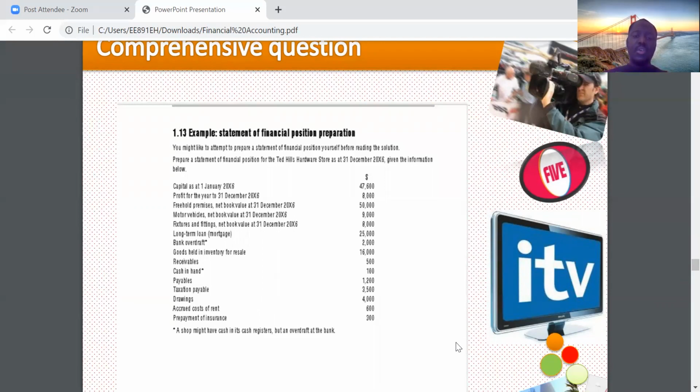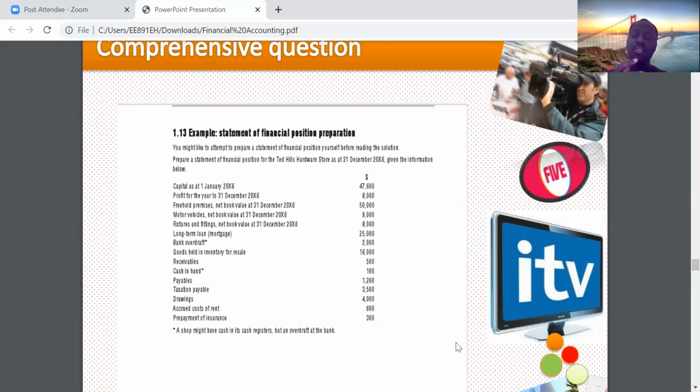You have motor vehicles, 9,000. Fixtures and fittings, 8,000. Long-term loan, 25,000. Bank overdraft, 2,000. Goods held in inventory for resale, 16,000. Receivables, 500. Cash in hand, 100. Payables, 1,002. Taxation payable, 3,500.